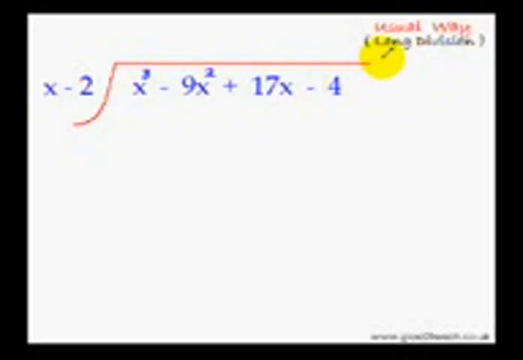The name of the method is long division. You might already be using it. Now, as the name itself is long division, so you know what to expect. You start by dividing the first term of the dividend by the first term of the divisor. x cube divided by x will give us x square.